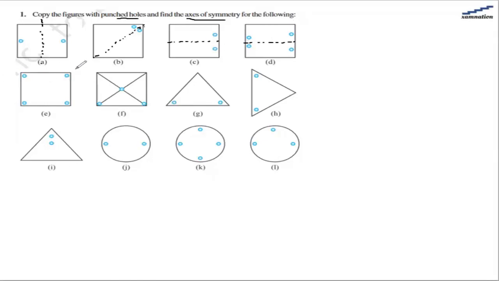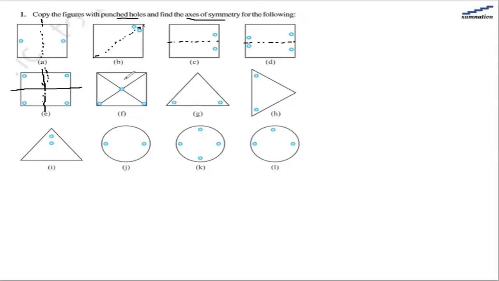In the next one, we have four dotted lines on the four edges, and we can have the axis of symmetry like this. That is a vertical line, or we can have the axis of symmetry like this. Both lines are axes of symmetry, and they divide this shape into two equal parts.